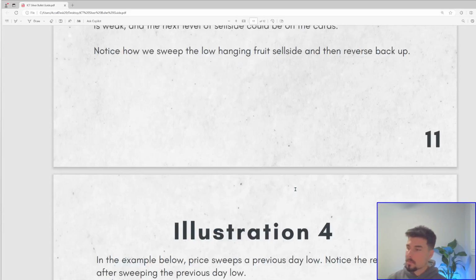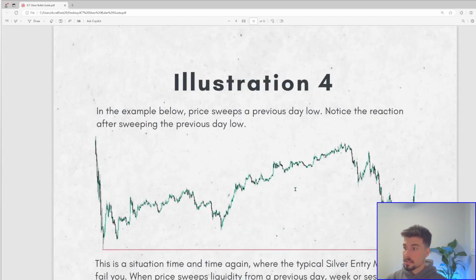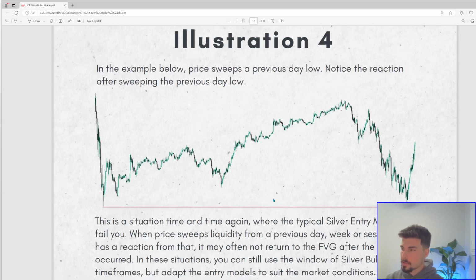And another reason why the silver bullet entry model, the typical one, won't work is because of this. Let's talk about it.